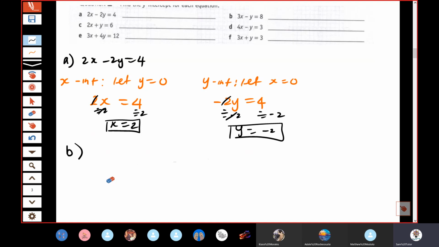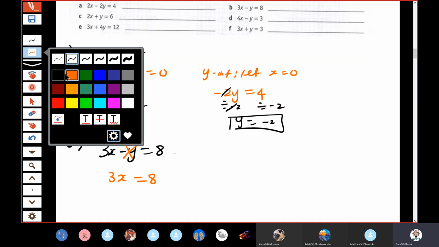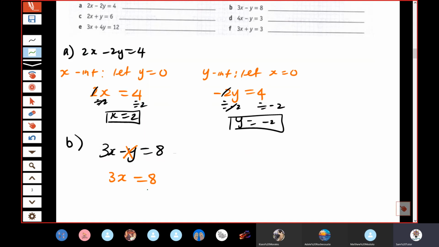So, B, 3x minus y equals 8. The first thing we're going to try to find is the x-intercept. So you've got to let y equal 0. That means you let this bit equal 0. So what are you left with? You've got 3x equals 8. Does that make sense first? Let's go through that line. Yes? Does that make sense?